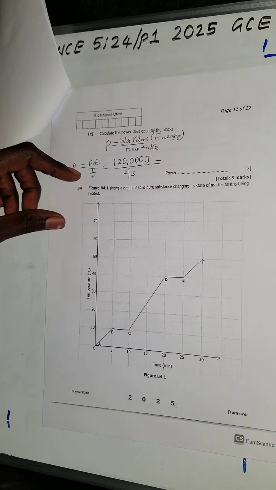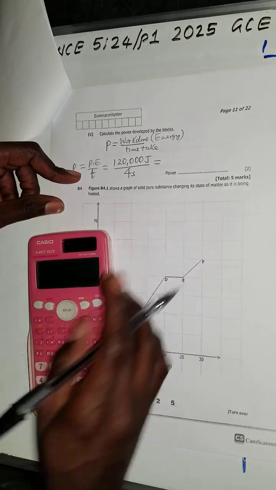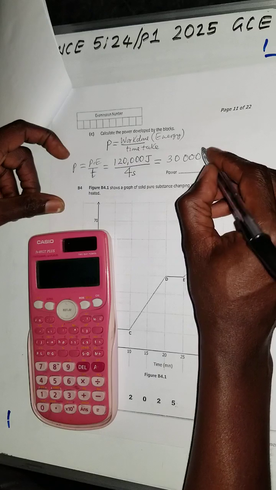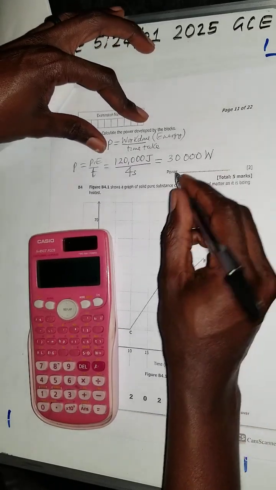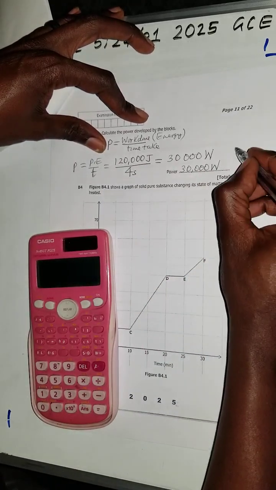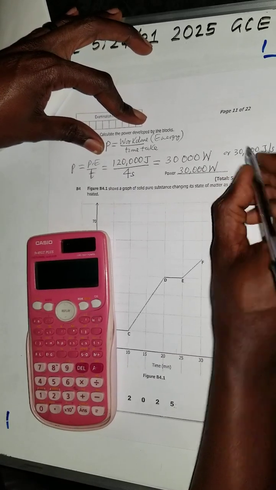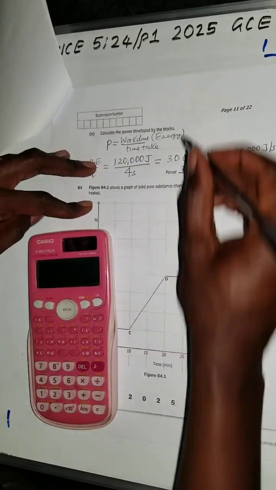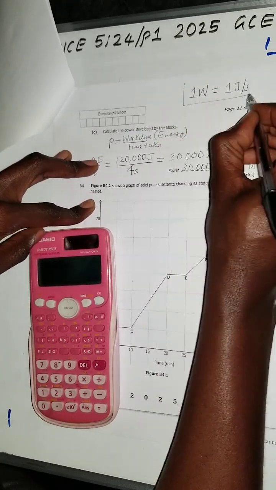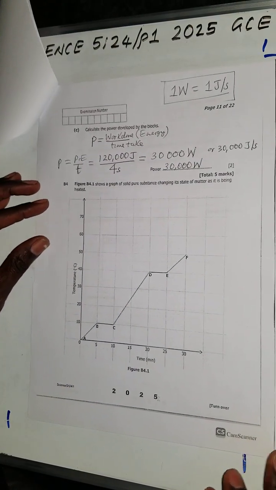So when you punch that onto a calculator, divided by 4, that is going to give us 30,000. Power, remember, is measured in watts, capital W, or joule per second. So that is going to be 30,000 watts. Another one might have said, in this case, 30,000 joules per second, because watt and joule per second are just the same. Remember that 1 watt is equal to 1 joule per second. So those are the same units. So this is what you needed to do in this exam.